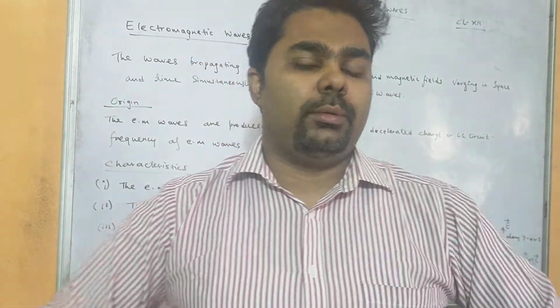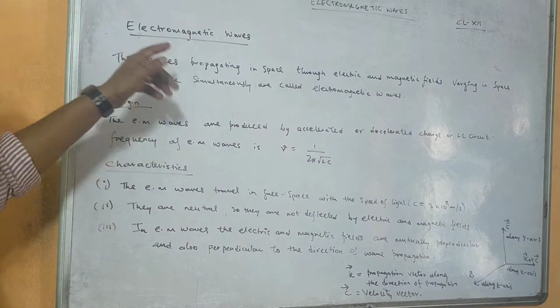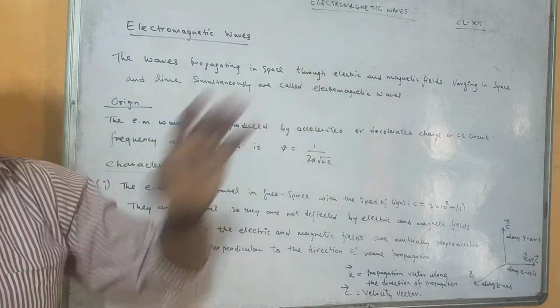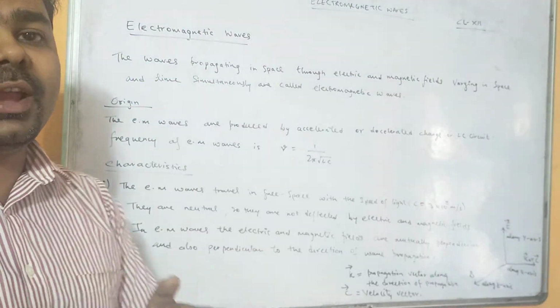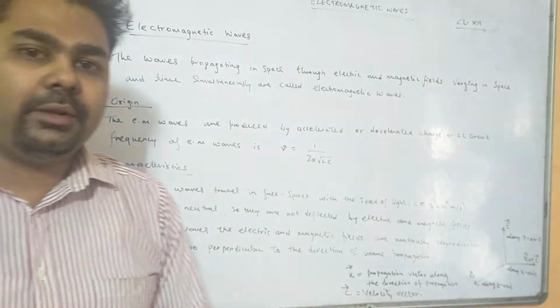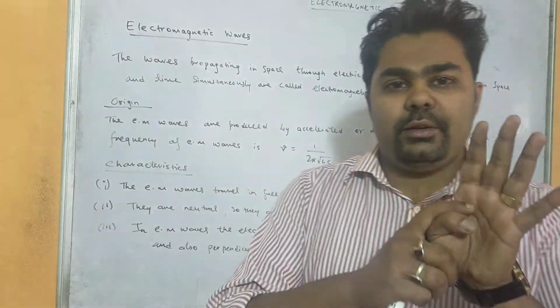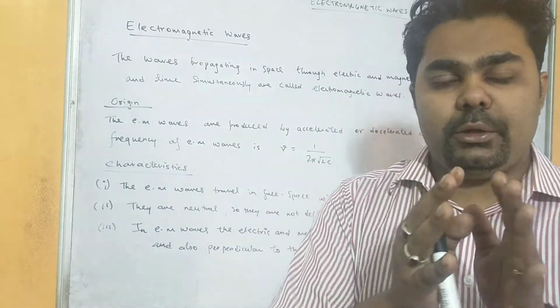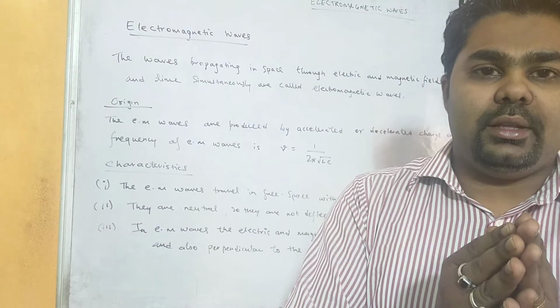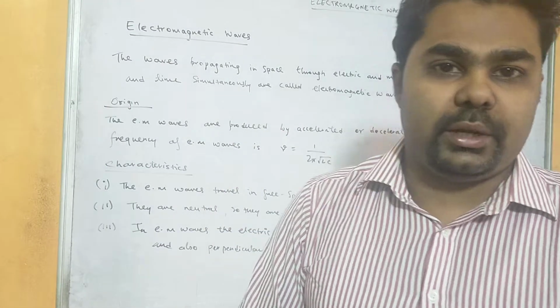So what are EM waves? EM waves are those waves which propagate in space through electric and magnetic fields varying in space and time simultaneously. Here we see that these waves have an electric field and a magnetic field. They are perpendicular to each other and their motion is perpendicular to the direction of propagation.